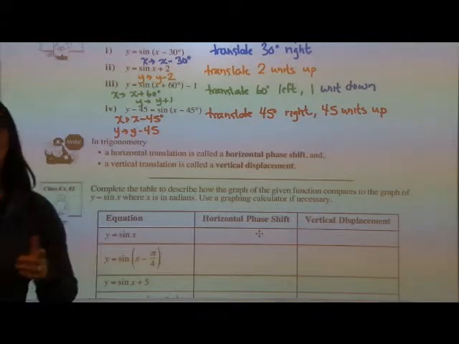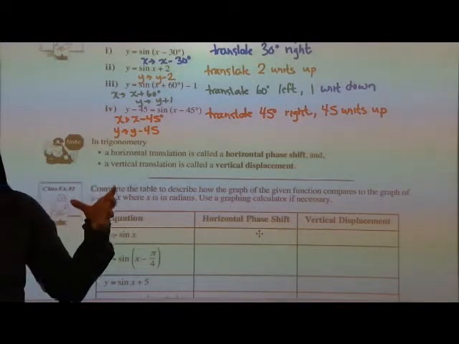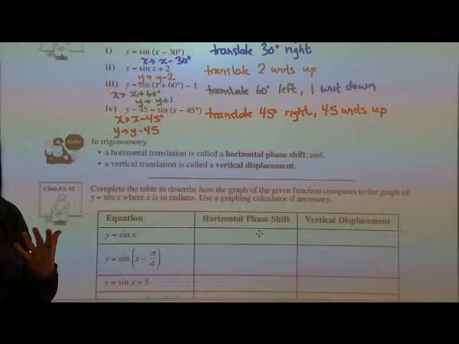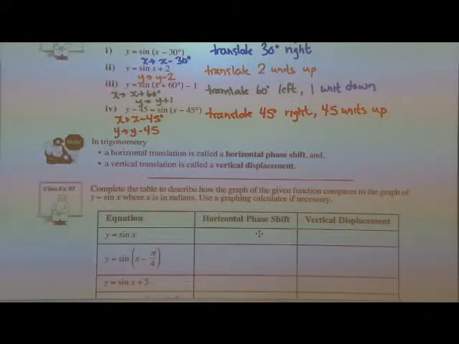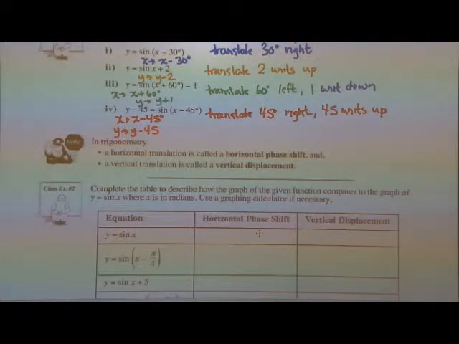Now, in trigonometry, these horizontal translations have a special name. It's called a horizontal phase shift. A phase because we're basically moving the period a certain amount. So period and phase can kind of be interchanged. So that's where we get that horizontal phase shift. And then the d value, or that vertical translation, we call a vertical displacement. And again, if we think of displacement in terms of our science class, we are talking about a movement.